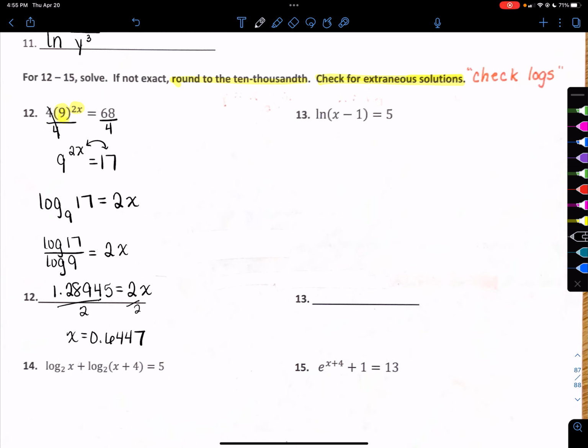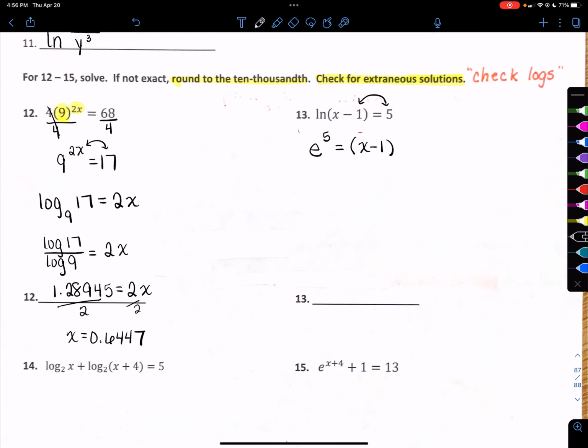Okay, number 13. Number 13 is a log. It's a natural log. So when we have natural logs, remember that your base is e. If you want to, you could rewrite this as log e of x minus 1 equals 5. But that's not required. If you see it, you can just say, I know that the base is going to be e. These two here swap places, so it's e to the 5th power is equal to x minus 1.